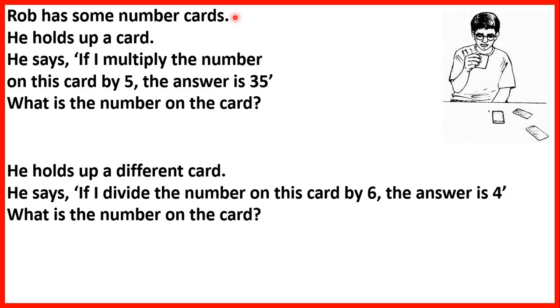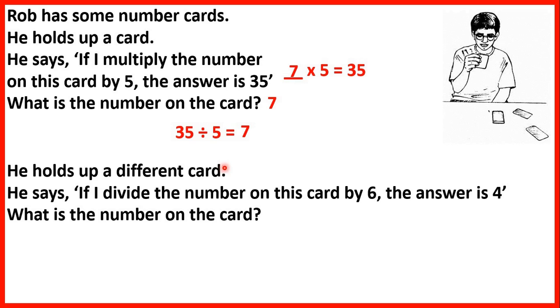Rob has some number cards. He holds up a card. He says, if I multiply the number on this card by 5, the answer is 35. What is the number on the card? Well, we know that if we multiply the number by 5, the answer is 35. So we need to think what times 5 is 35. Well, 35 divided by 5 is 7. So that means the number on the card must be 7, because 7 times 5 is 35.